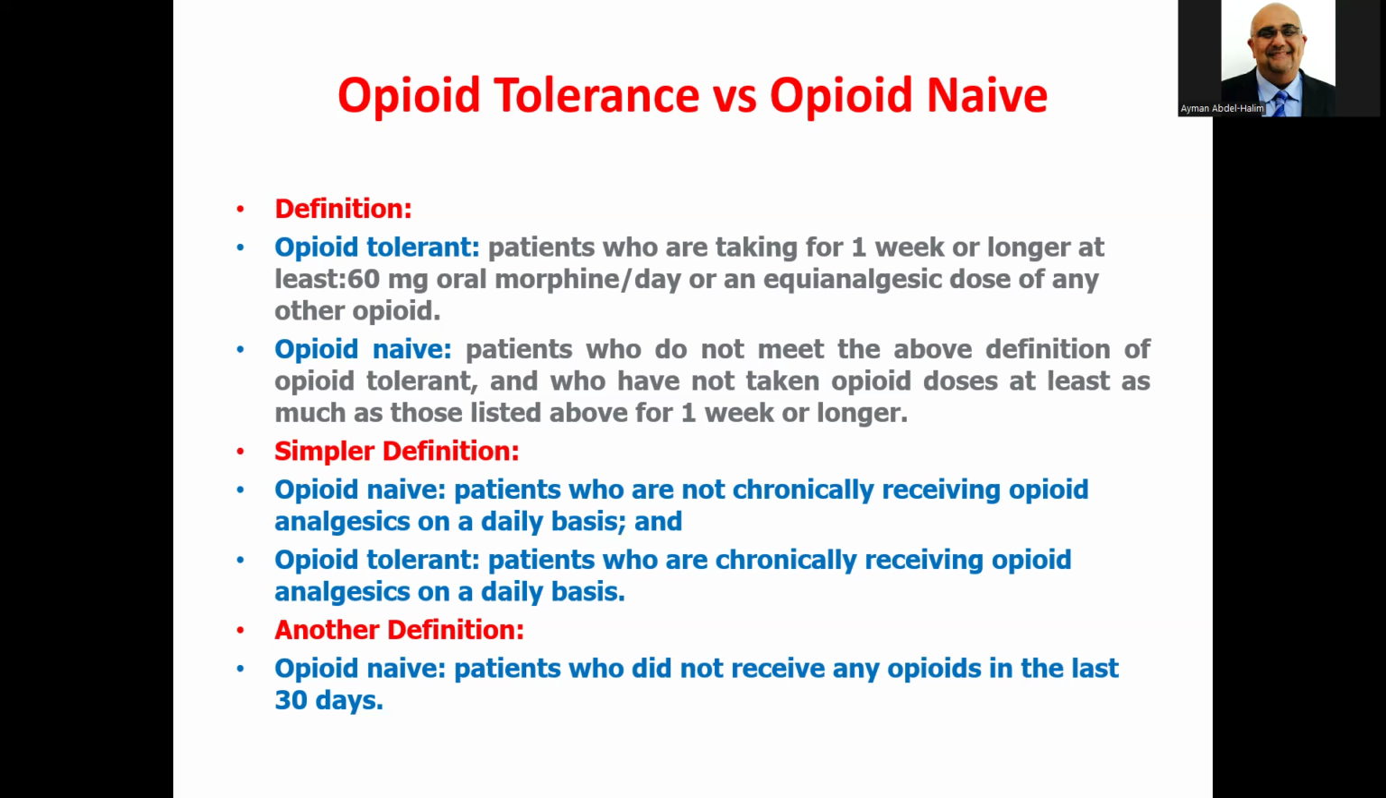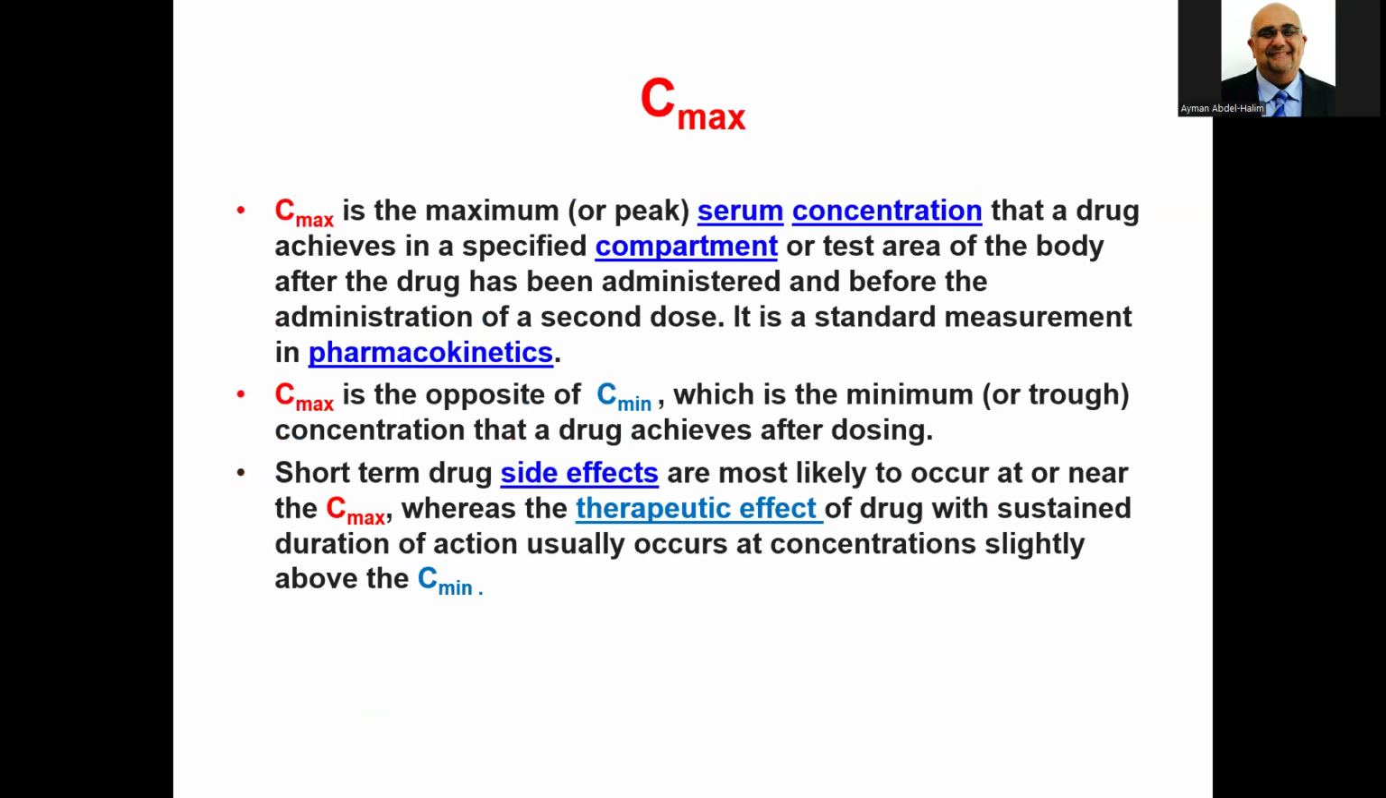And it's straightforward. Okay, I'm going to talk about a couple of physiological parameters here. The Cmax, which is the maximum or peak serum concentration that a drug achieves in a specific compartment or test area of the body after the drug has been administered and before the administration of the second dose. It is a standard measurement in pharmacokinetics.